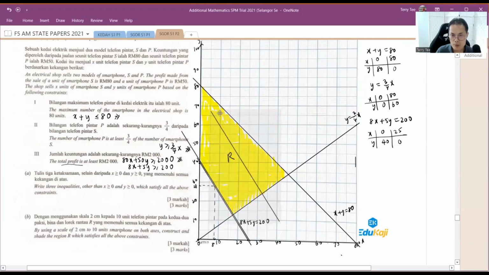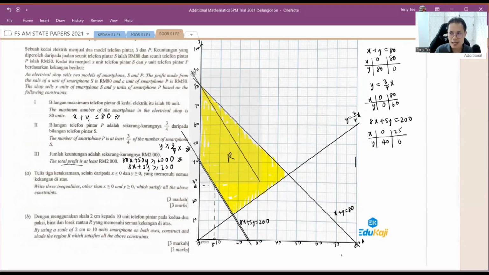See, but which point on the region gives us the maximum? Now, you can actually take this point, but it's not the maximum. Maximum means the point that gives us the largest y-intercept. So when you move this over here, it will give us the largest y-intercept.